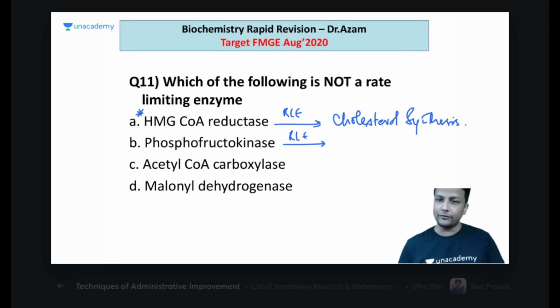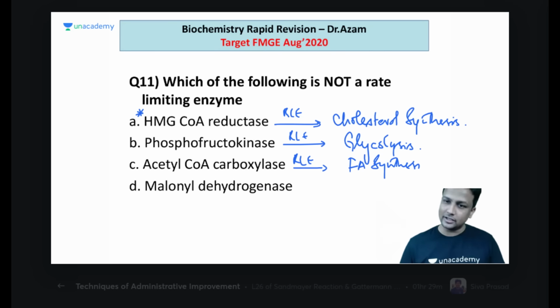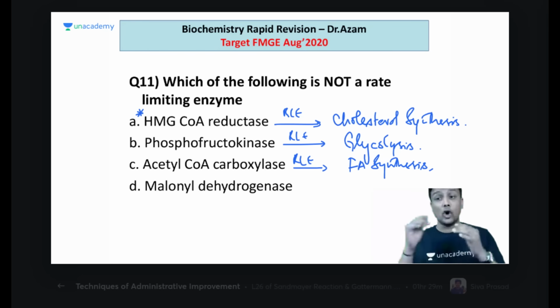Phosphofructokinase, PFK1, is also a rate limiting enzyme of glycolysis. And then acetyl CoA carboxylase is also the rate limiting enzyme of fatty acid synthesis. So I gave you another question. In the first question, it was all the rate limiting enzymes of carbohydrates, and now it is about lipids, guys. Fatty acid synthesis, and this is not the rate limiting enzyme. So all the rate limiting enzymes are completed. We have revised them. Is it okay?